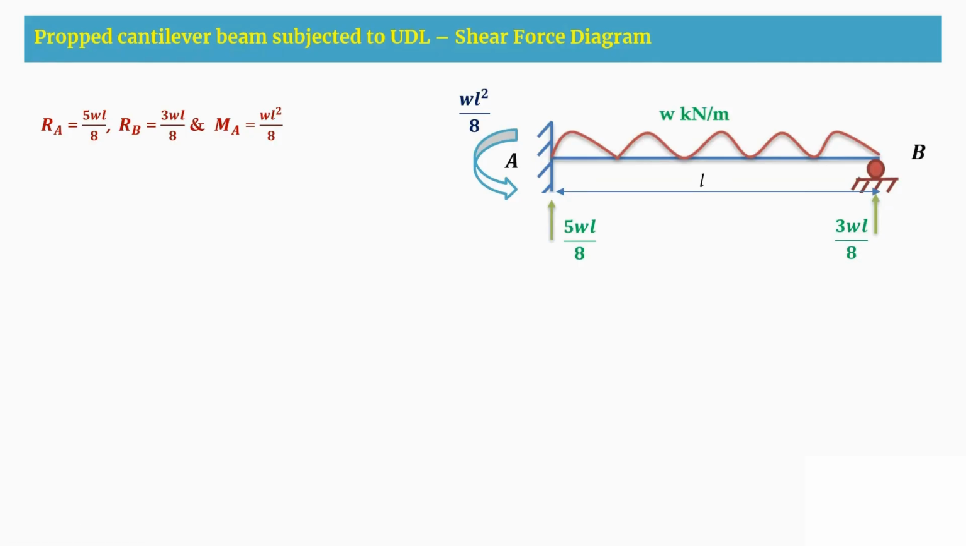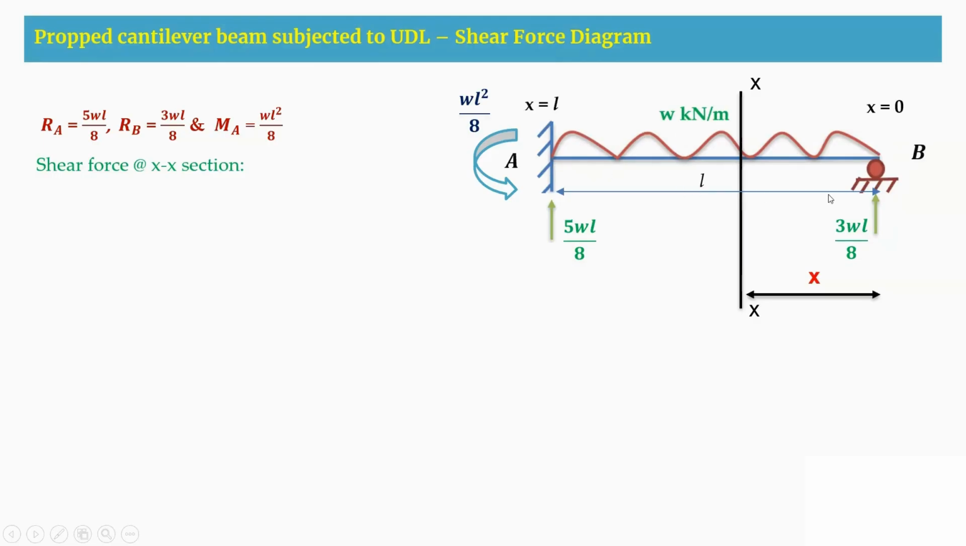Now, when we take a shear force at a section XX, I am taking the shear force section XX at a distance of X from the support B. Here I am considering the origin as B. Therefore X is equal to 0 at B and X is equal to L at A.